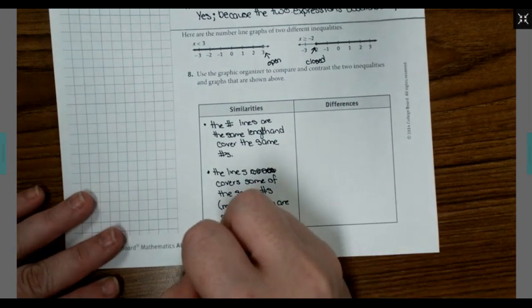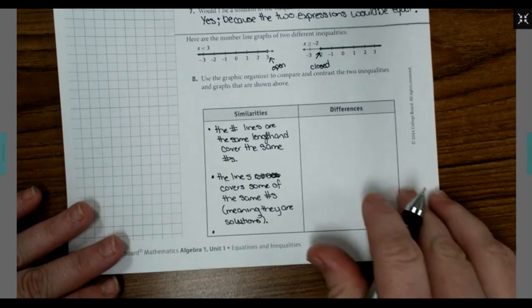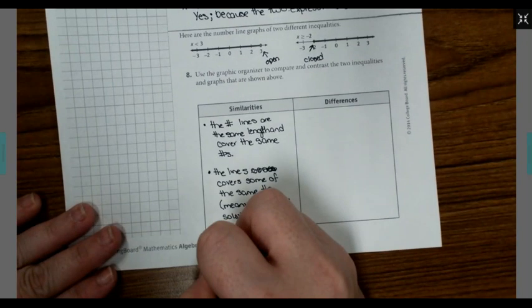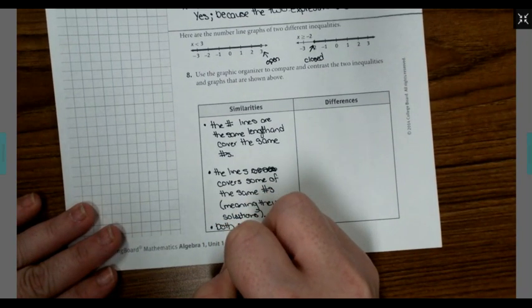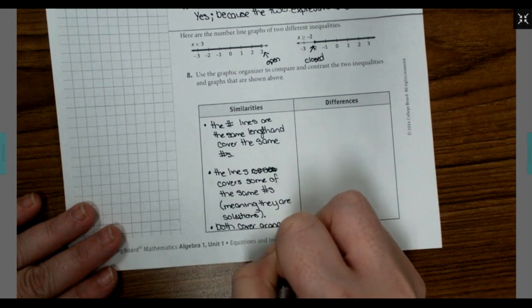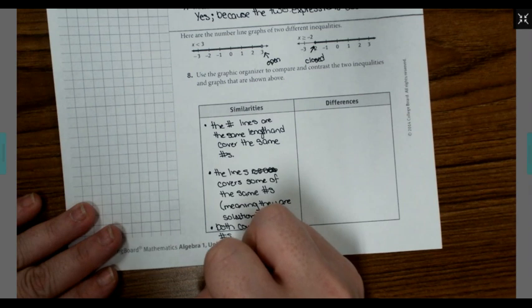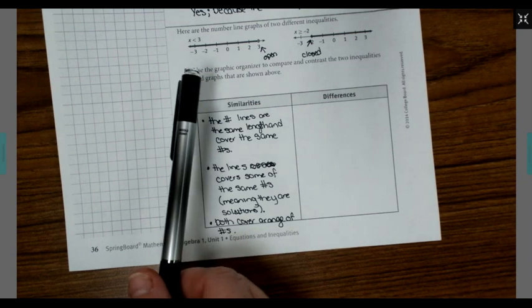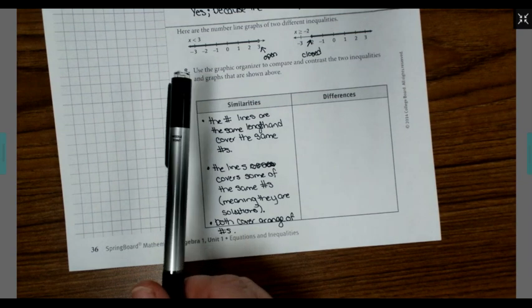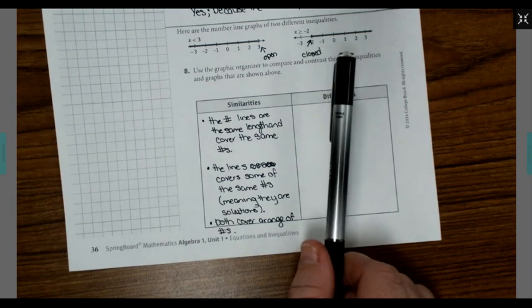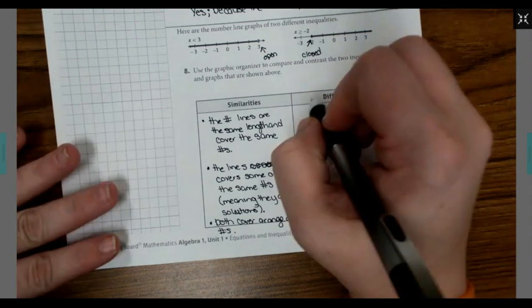Okay. And lastly, they both cover a range of numbers. It's not just one answer. Both cover a range of numbers. Let's take a look at some of their differences. What do you notice about this one? The arrow's pointing to the left, to the lower numbers, right? Whereas this one, the arrow is pointing to the right.